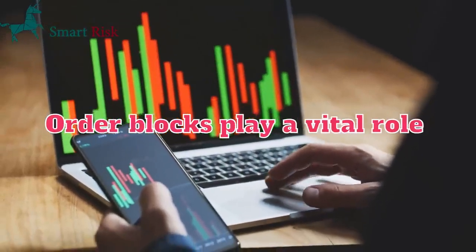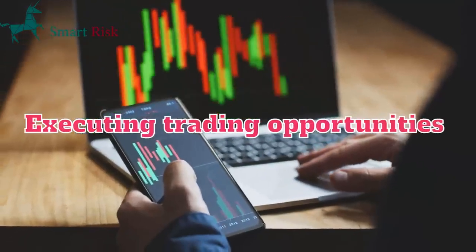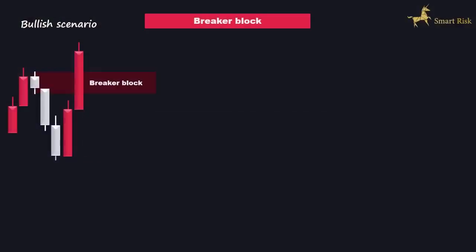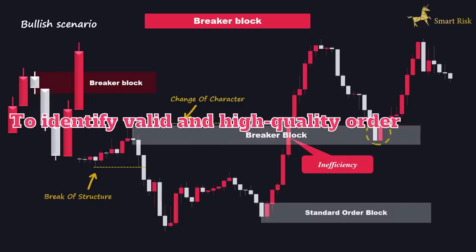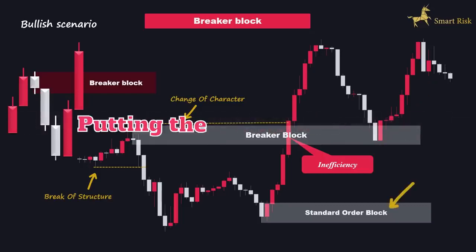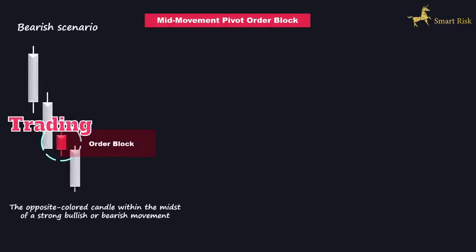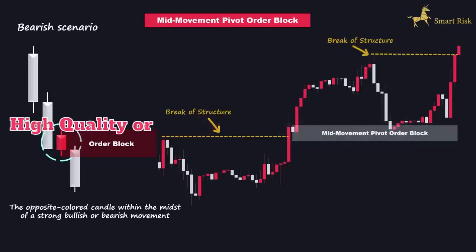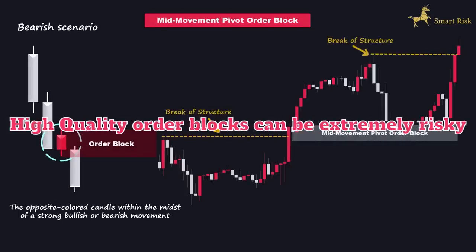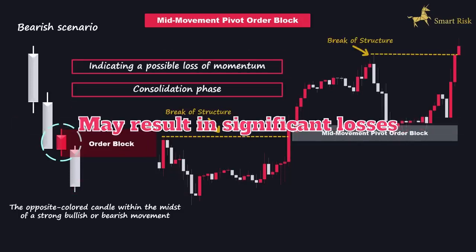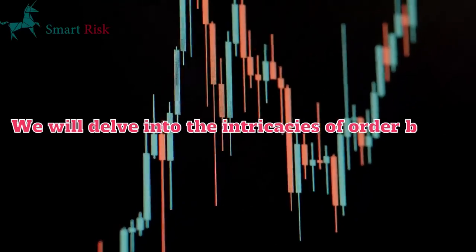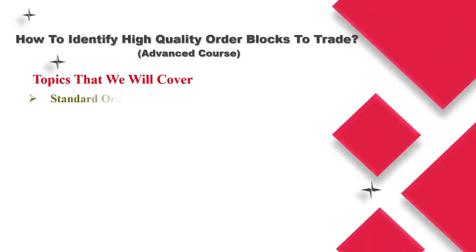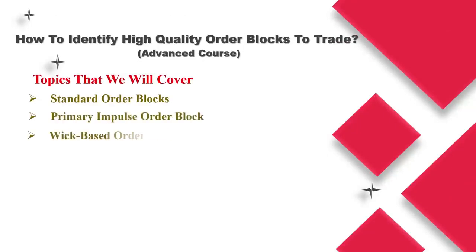Order blocks play a vital role in executing trading opportunities and are widely utilized by smart money traders. However, many traders struggle to identify valid and high-quality order blocks, putting their trades at risk. Trading without the ability to identify valid and high-quality order blocks can be extremely risky and may result in significant losses. In this advanced tutorial, we will delve into the intricacies of order blocks, exploring their various types, and providing detailed guidance on how to identify high-quality ones.